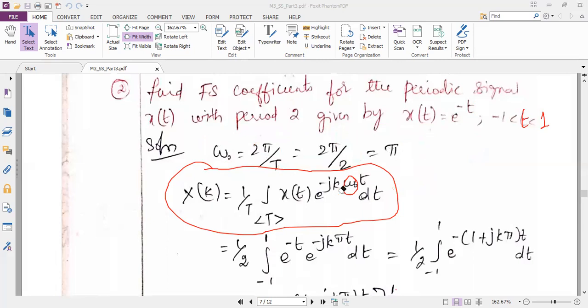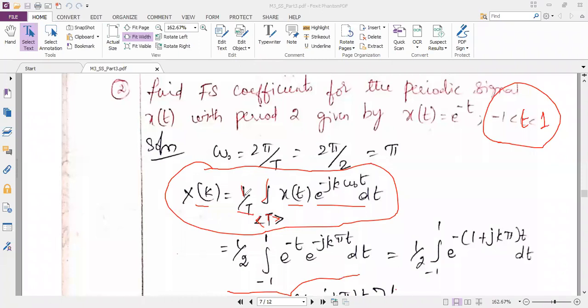After we get it, we will write the formula: x of k is equal to 1 by T integral over T. Here the limits are given, minus 1 to plus 1. We will be applying that later. I'm writing the formula in standard format: integral over T, x of t e power minus jk omega naught. Now I'm applying the limits and values.